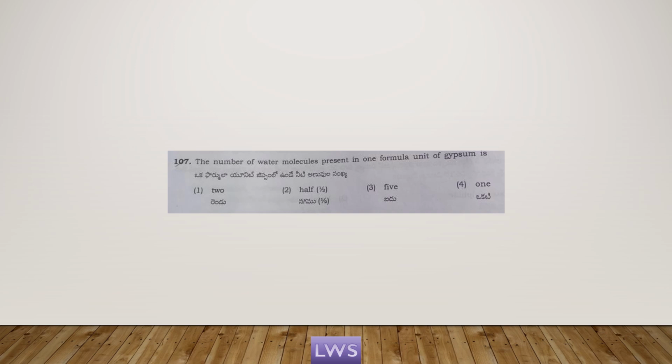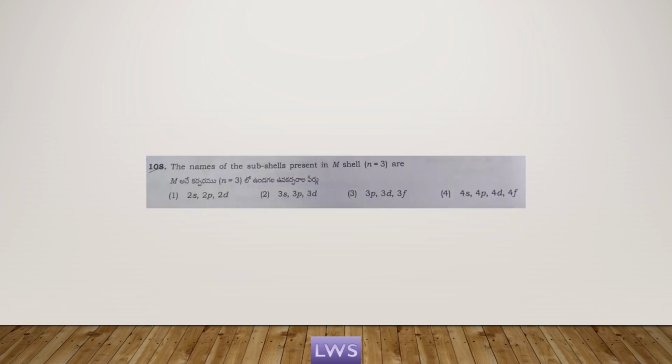We know the gypsum formula is CaSO4 2H2O. So there are 2 water molecules in it. Option 1, there are 2 water molecules.